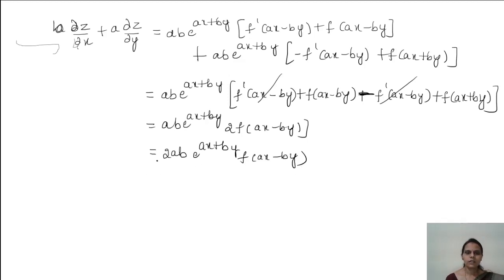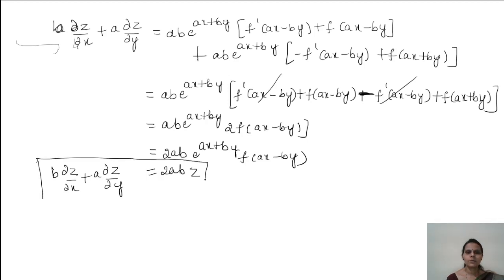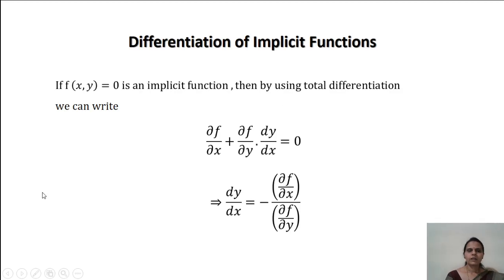So therefore, 2ab e^(ax+by) f(ax−by) is z. So we have b ∂z/∂x + a ∂z/∂y equals 2abz. Okay. Now we shall move on to differentiation of implicit function.